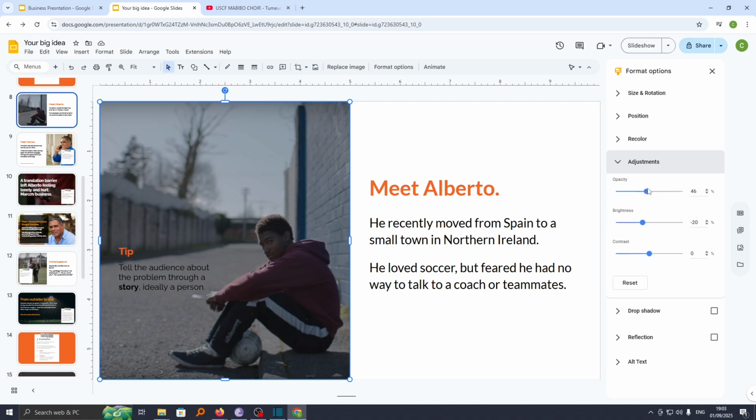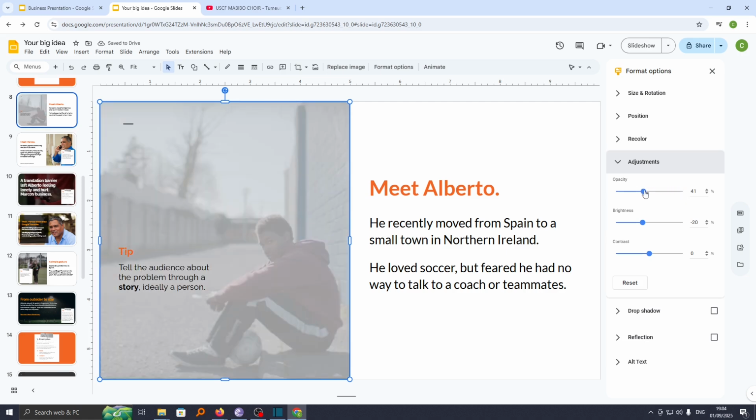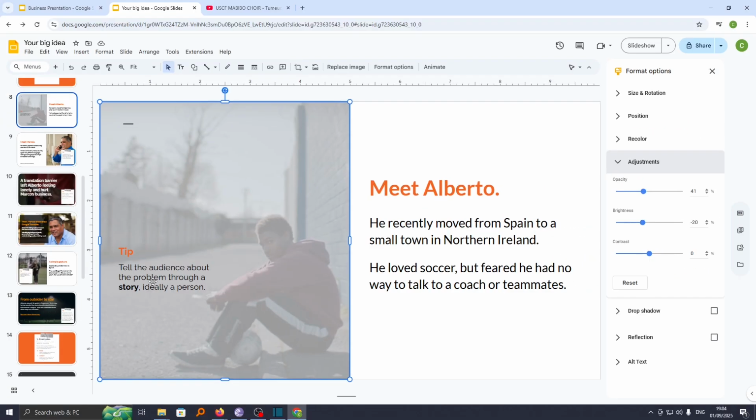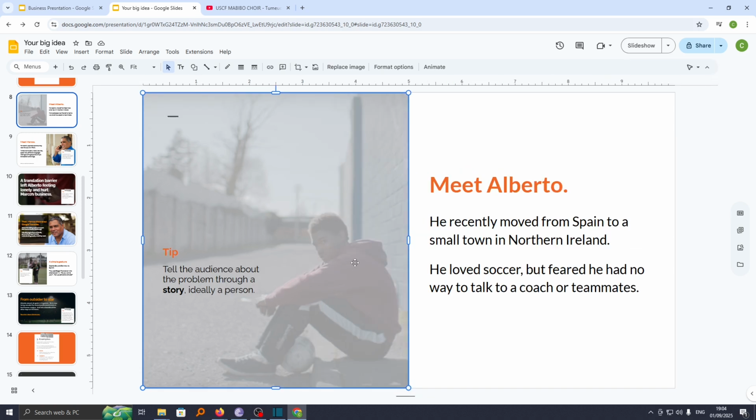So if I lower it like this, you can see I have just faded the background, and therefore the text is much more visible. Now, once you get the correct fade proportion, you can exit, and that will be applied on your background. So that's how you can make the background less visible in Google Slides.